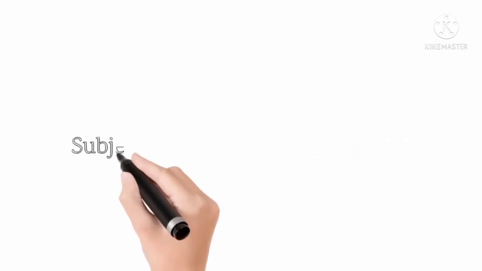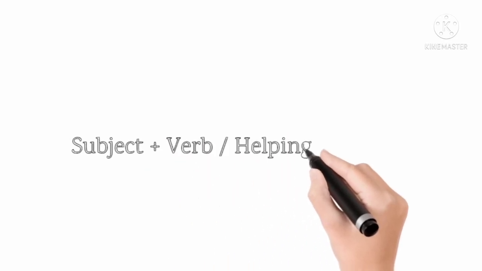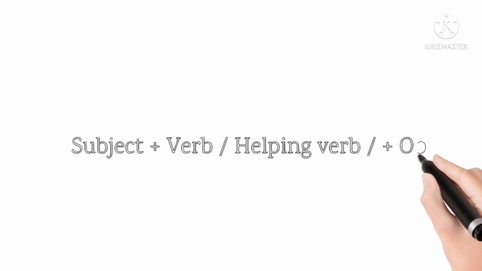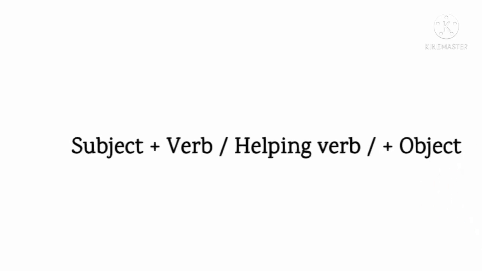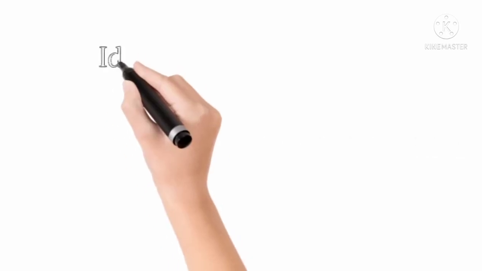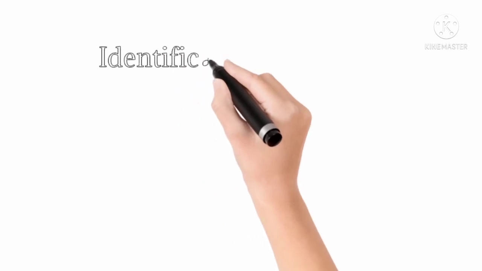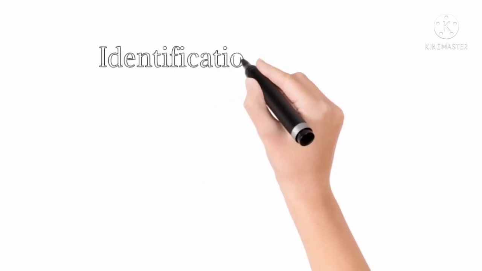A sentence is composed of subject, verb, object. Subject is who does the action. A helping verb can also come at the place of verb. Verb is what is the action. Object is on which the action is performed.